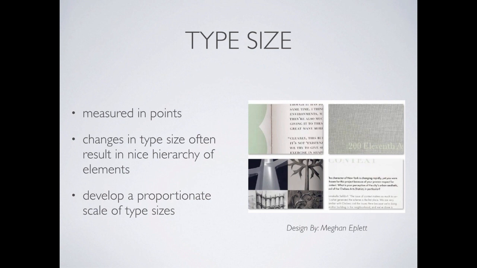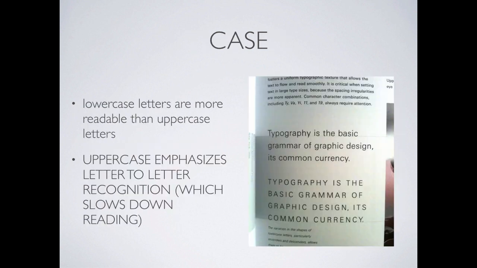And that hierarchy is a very nice, clean hierarchy, right? They develop a proportionate scale of sizes that work together. The other thing that matters is case. Lowercase letters are more readable than uppercase letters. Uppercase emphasizes letter-to-letter recognition, which slows down reading. So if you want to make somebody really concentrate on reading something, make it all uppercase, and people have to spend more time reading it than they do lowercase.